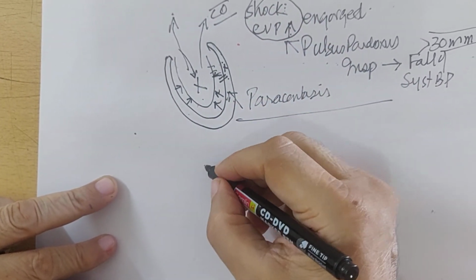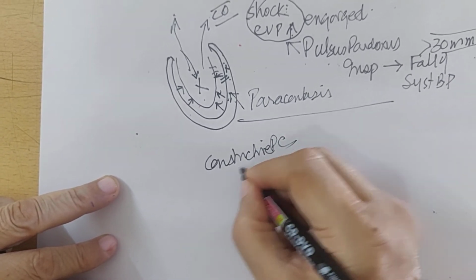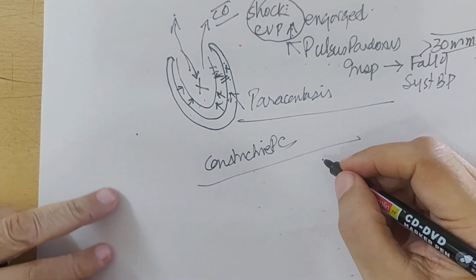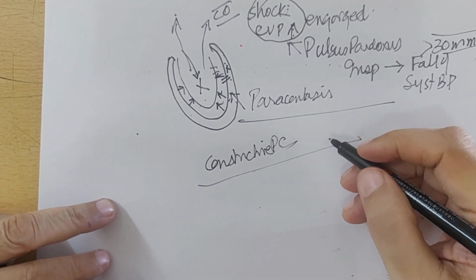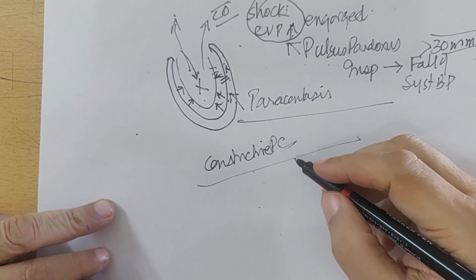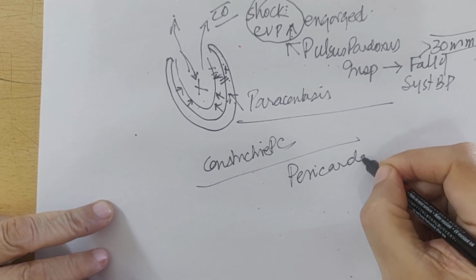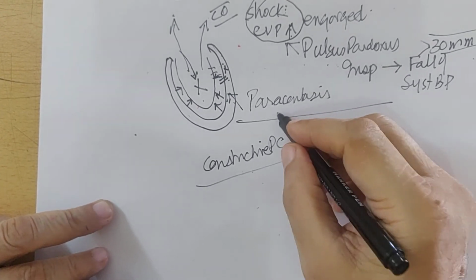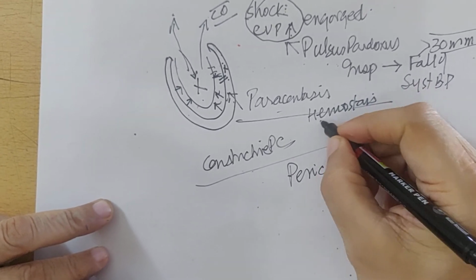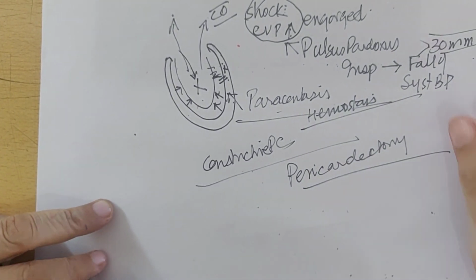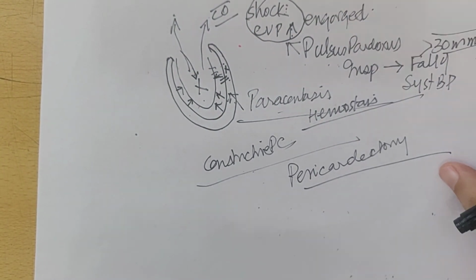Chronically, instead of fluid, constrictive pericarditis can also produce the same type of picture, except that the shock is very less marked because the heart has time to adapt. And in this constrictive pericarditis, the treatment is pericardectomy. Here you can do a paracentesis and hemostasis. But here the treatment is pericardectomy. So this finishes the three layers of the heart, the diseases of the three layers of the heart.